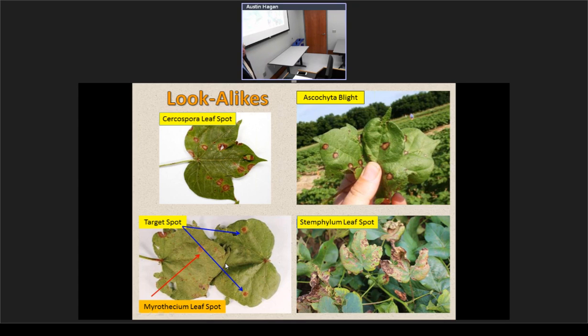The look-alike diseases that you see from time to time in cotton, we have Cercospora leaf spot, we have target spot. Here, Myrothecium leaf spot, almost identical. Ascochyta leaf blight, Stemphylium leaf spot all occur in cotton during the course of the year. With Ascochyta, you can actually see the rings of the pycnidia, so it's really easy to distinguish this disease from target spot. But when you come into a disease like Stemphylium leaf spot, where you just have the same type of target pattern, you have to really look at these with a microscope.